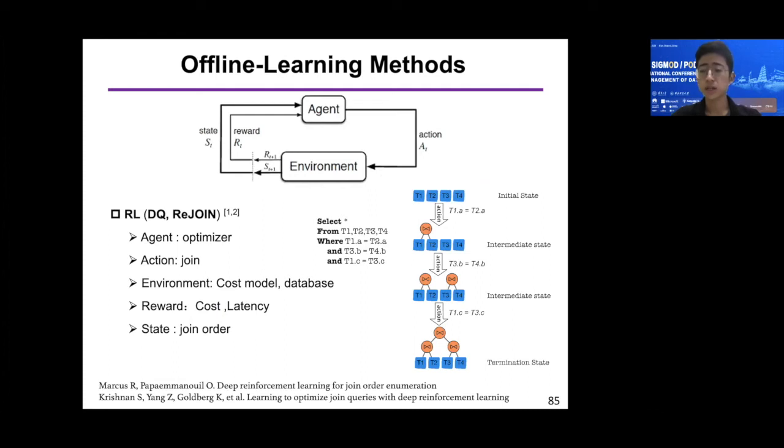The picture on the right describes the Markov decision process of the join procedure. In the beginning, we have the initial state of 4 independent tables. Each time we select 2 tables to join, we get an intermediate state. After 3 join actions, we get the final plan, and this is the termination state.